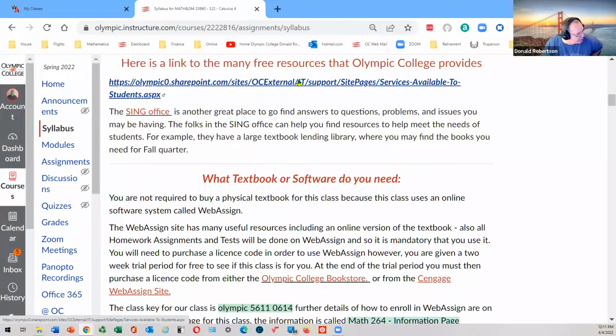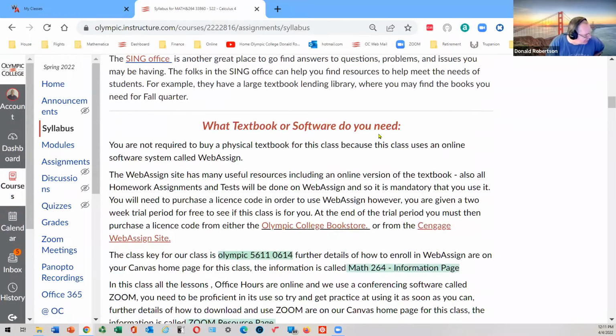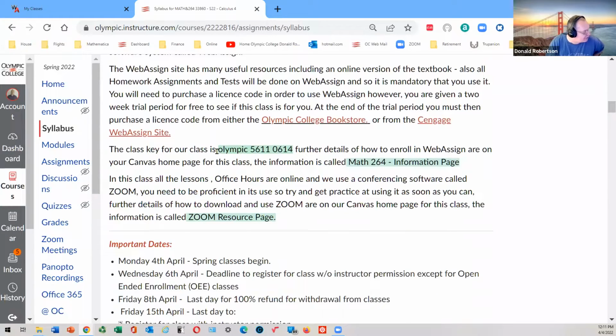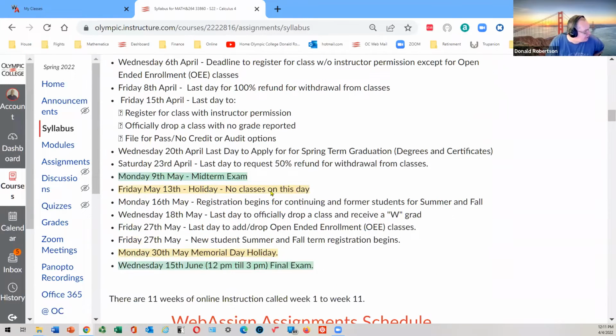Stuff you need: if your computer dies on you, you could get a loaner from the college. You don't need a textbook. This is duplication of information. There's the key to get into our class. The key dates: Friday the 13th is a holiday, and Monday the 30th is a holiday. The midterm is Monday the 9th, and the final for our class is Wednesday the 15th.